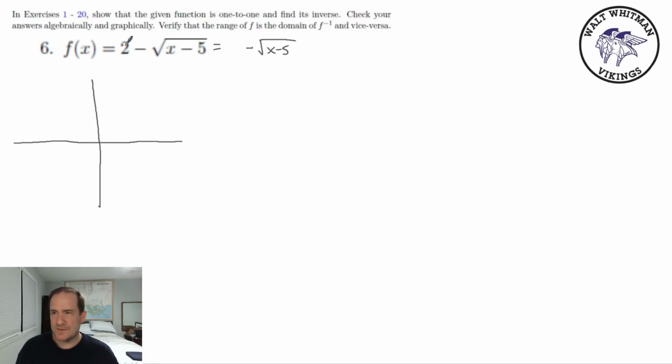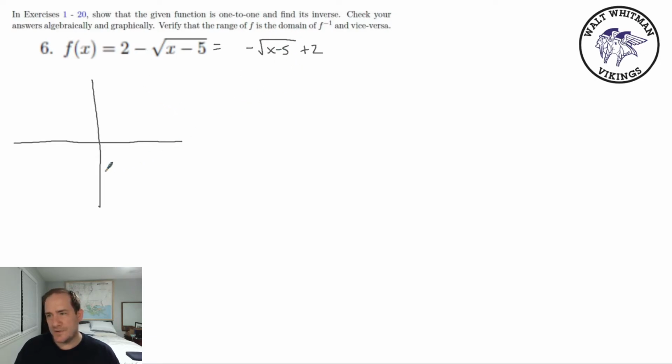And then this 2 that's in the front could just as well be thought of as a 2 that's at the back. And then maybe this jogs your memory better, that plus 2 is a vertical translation 2 units up. And of course the minus 5 inside of the radical is a translation 5 units to the right. Okay, so once we get all that, we can see that our parent function would have been a sort of half parabola emanating from the origin and opening to the right.